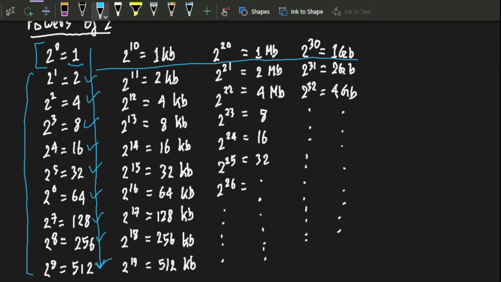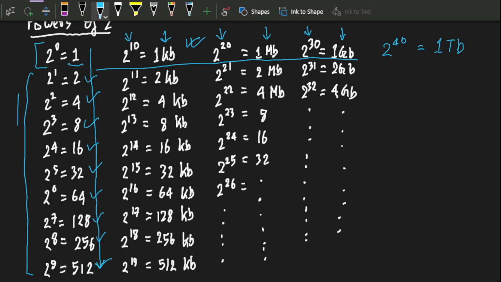The first number here represents, if it is 2 to the power 10, it's going to be a kilobyte. If it's 2 to the power 20, it's going to be a megabyte. If it's 2 to the power 30, it's going to be a gigabyte. And you guessed it right, if it's 2 to the power 40, I can easily say that it's going to be 1 terabyte. And what about all of the middle numbers here? The middle numbers are a combination of these and these.